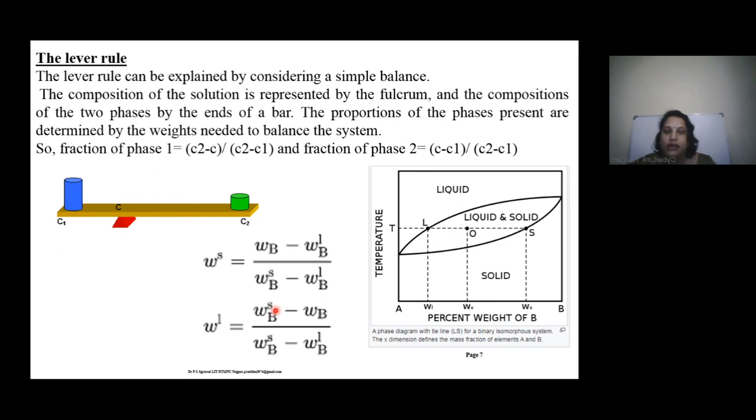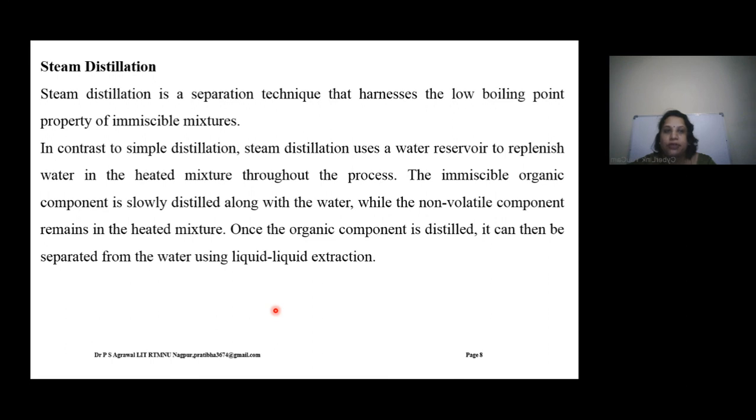Now, we will study the process of steam distillation. Steam distillation is a separation technique. It is primarily used to separate temperature-sensitive organic molecules from a non-volatile component. The organic molecule must be immiscible in water. In steam distillation, the immiscible mixture is heated to boiling, causing the distillation of both water and a volatile organic compound.